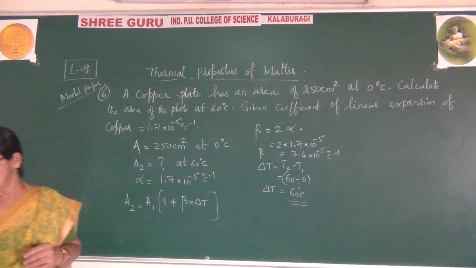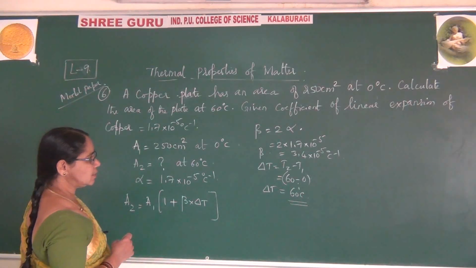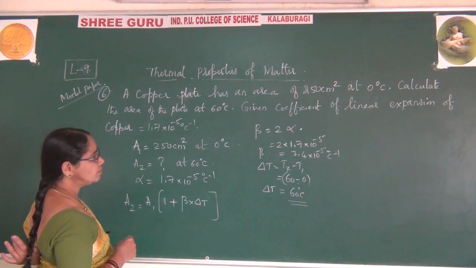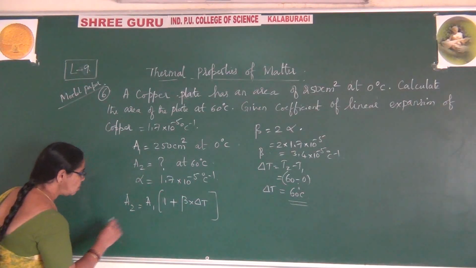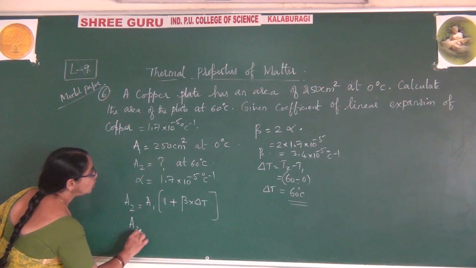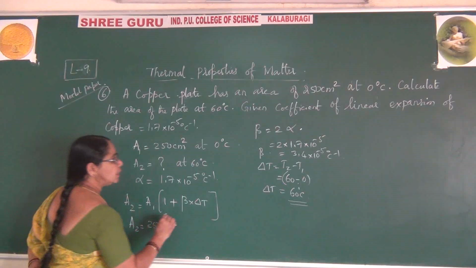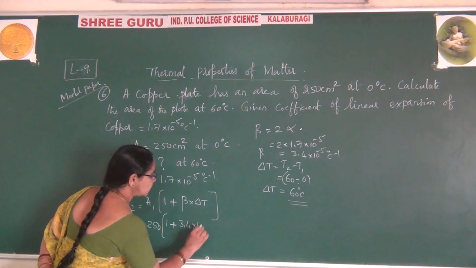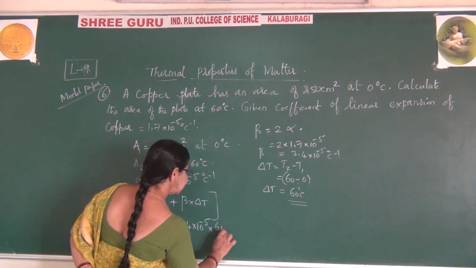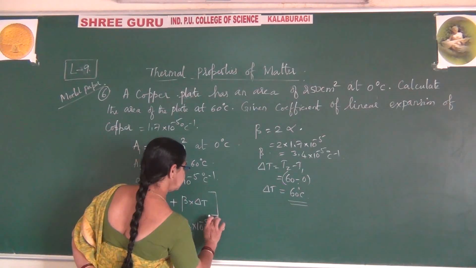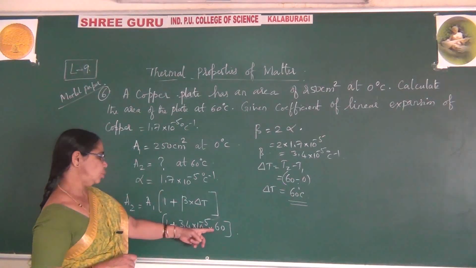Now let us substitute here. So please write now. It is A2 equal to A1, 250, into 1 plus 3.4 into 10 raised to minus 5 into delta T. Delta T is how much? 60 degrees centigrade. Okay. Now this 1 plus this much you have.